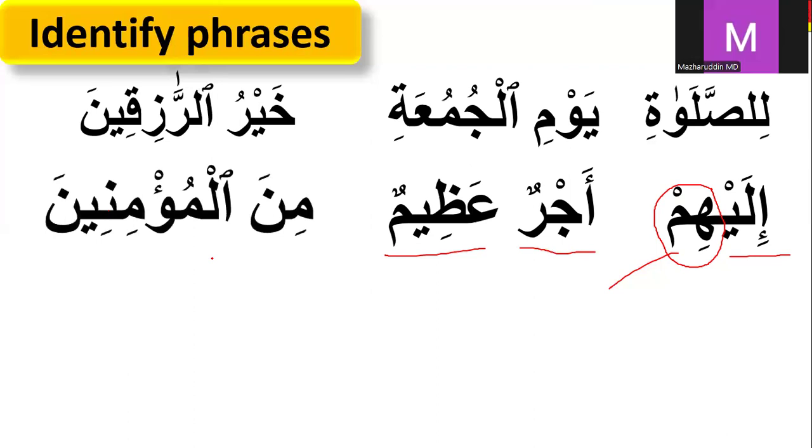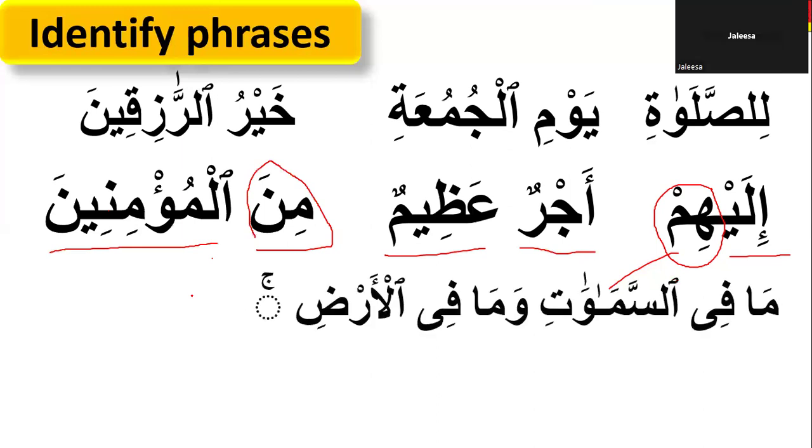Then, min al-mu'minin. Prepositional phrase. Yes, it is a prepositional phrase. This is harf jar and this is ism majroor. So we can call it Murakkab Jari. Now next, ma fis-samawati wa ma fil-ard. Yes, it is Murakkab Atfi.